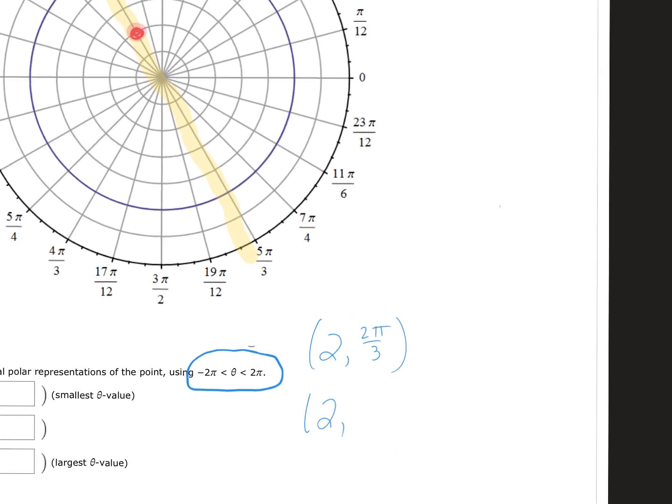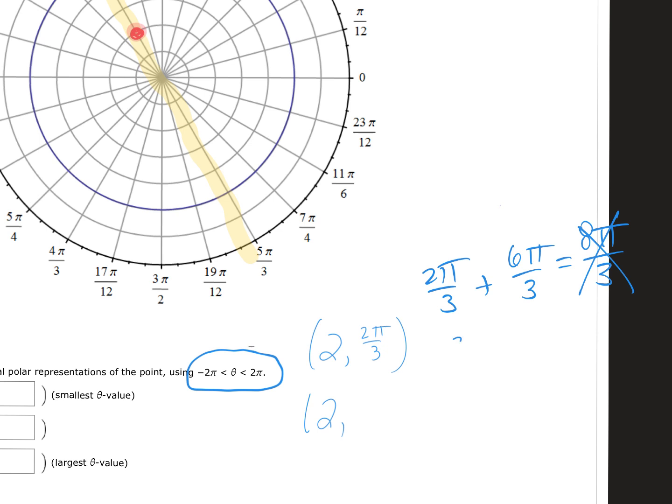So if I take 2 pi over 3 and I add one whole circle, do you guys agree with me that would be what? What's 2 pi in terms of thirds? 6 pi over 3, okay. So 2 plus 6 is 8 pi over 3. How many times does 3 go into 8? 2 times with a little more left over, so it's bigger than 2, so that one's not going to work.